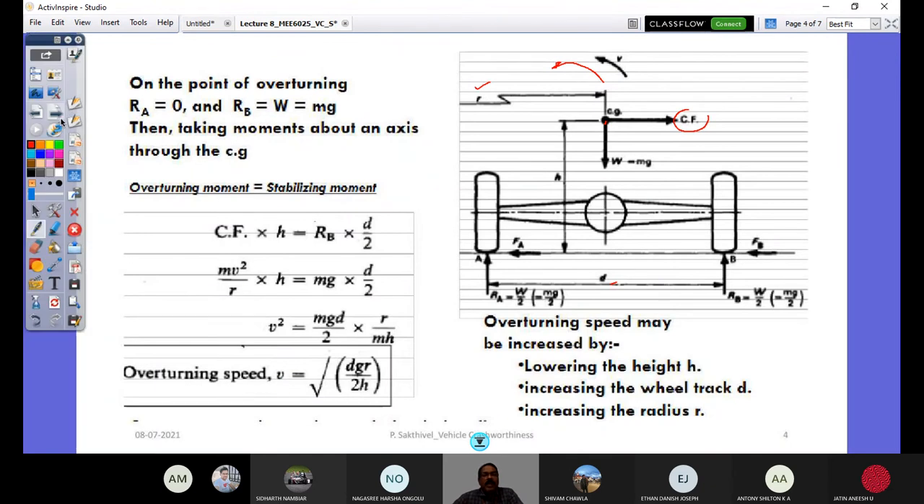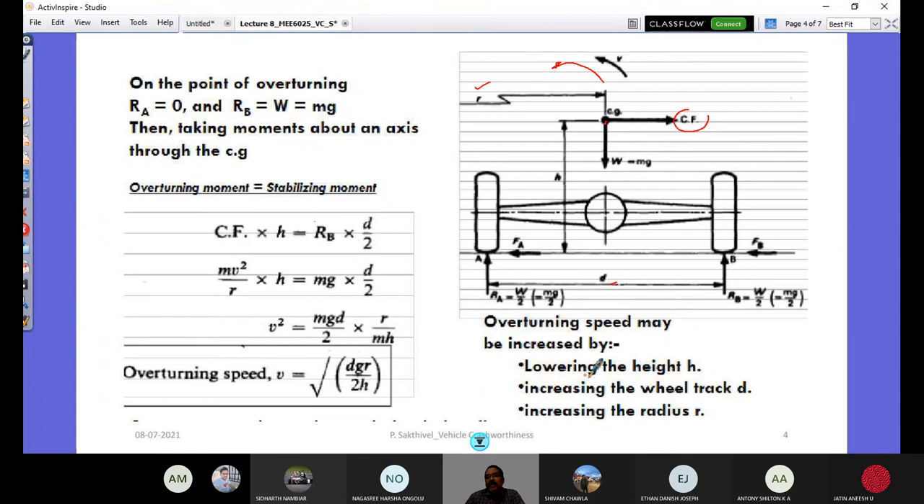Right? And then you see how this overturning speed may be increased. The speed can be increased means this is the speed at which that would happen. If I increase the speed, I can have vehicles still be ridden at higher speeds, right? So that would be lowering the CG height. The rollover phenomenon normally happens in vehicles where the location of CG is high. For example, compared to a sedan class vehicle, the CG of SUVs is higher. And for buses and trucks, the CGs are elevated from the ground. So those vehicles can easily get this rollover problem. But if you are able to lower the CG height, we can increase this overturning speed.